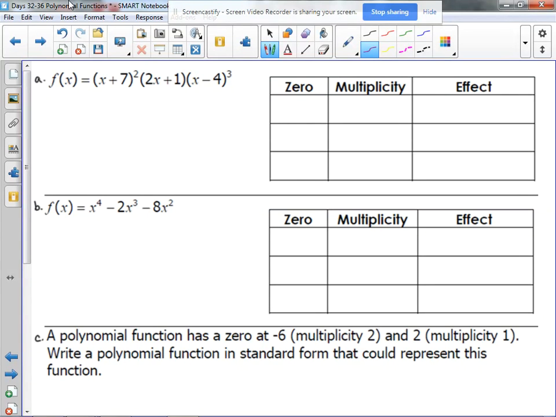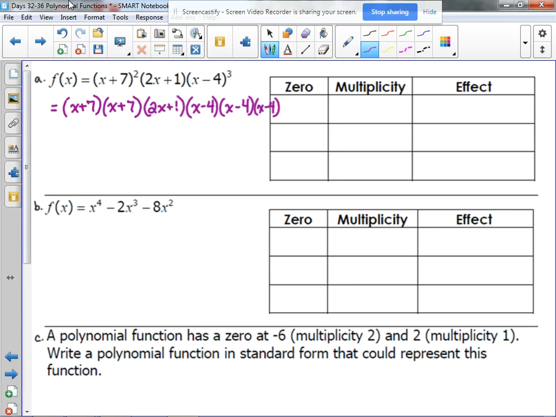So we're not going to multiply it all the way out, but I do want to write down the repeated factors here. X plus 7 squared is the same as x plus 7 times x plus 7. 2x plus 1 didn't have an exponent, so we just bring that down. X minus 4 was to the third, so that means we multiply it by itself 3 times. Okay? Again, we're not multiplying this all out. We don't need to multiply it out. I'm just trying to show you one more time how the multiplicity is what it is.